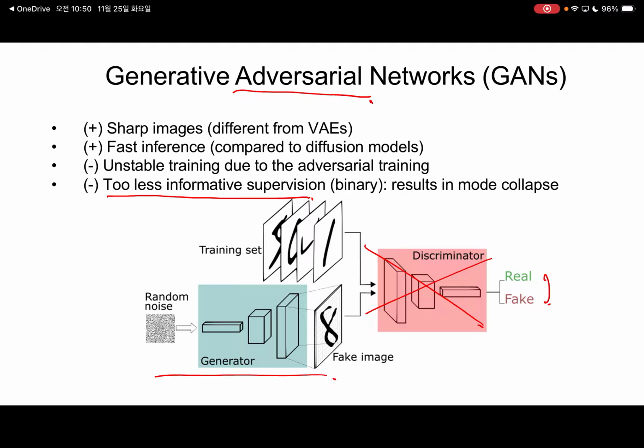In the case of VAE, we have reconstruction loss, right? Reconstruction loss is very informative. We have an explicit target, so reconstruction loss is very helpful to train a system. But in GAN, the supervision signal is only good or bad, binary. So the supervision signal is too sparse, and that results in mode collapse, which we'll learn later. So these are some characteristics of GAN.